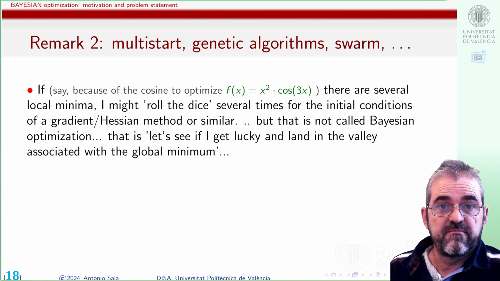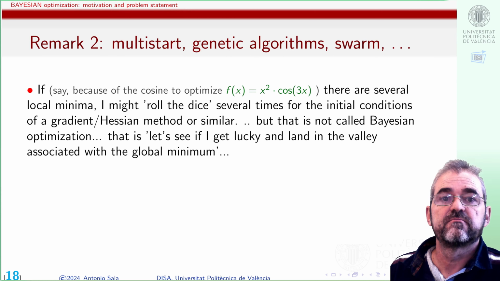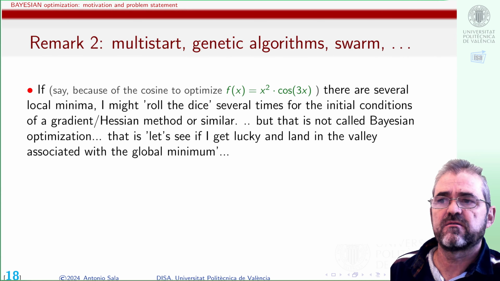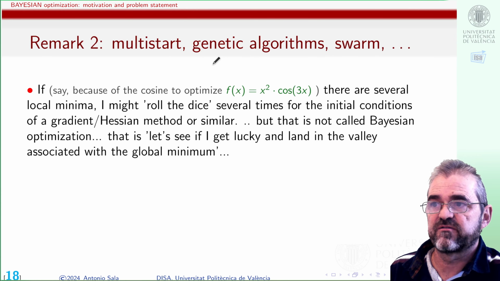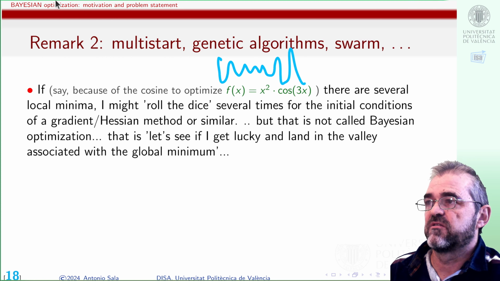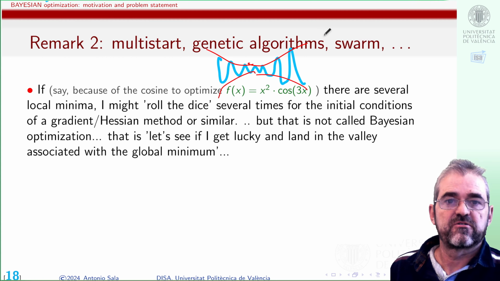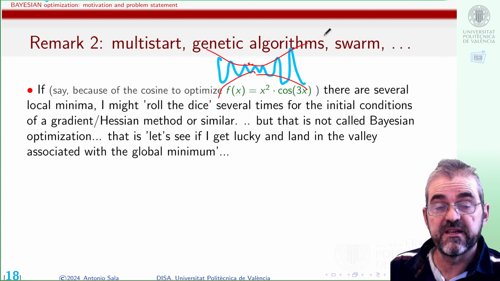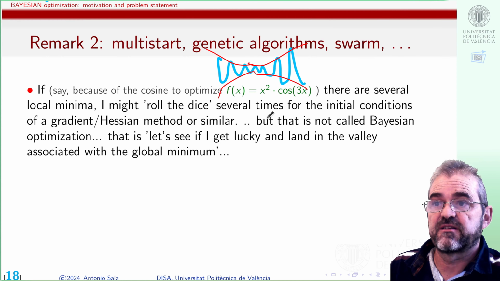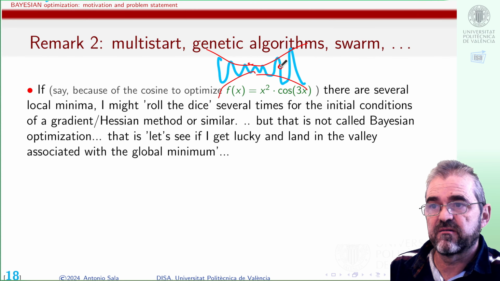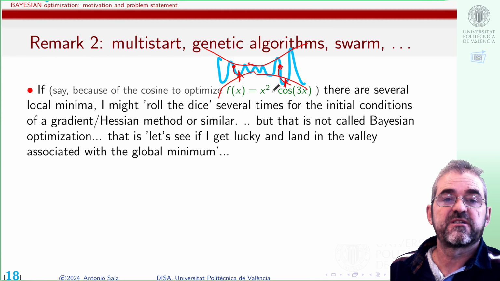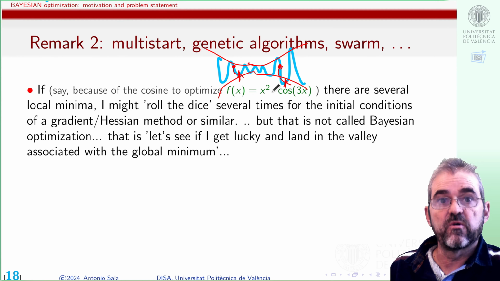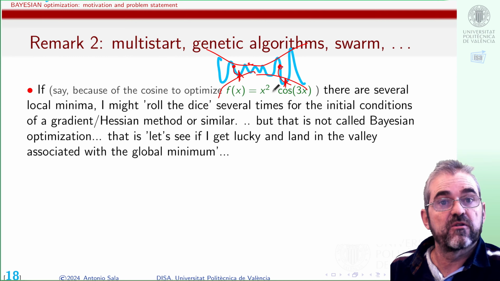Then, the last remark I'm willing to explain in this video is the fact that, in some cases, if I want to minimize this thing, x squared cosine of 3x, it will have this kind of shape, parabolic plus cosine. So it will have a lot of local minima. And then if I start a gradient descent method in here, it will end up here. But if I start it here, it will end up here. So, derivative-based optimization just goes down to a local valley, local minimum, but maybe it's not the global one.